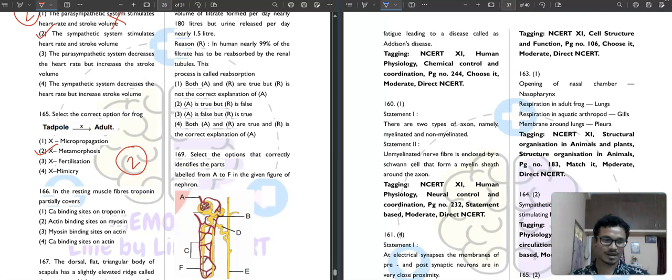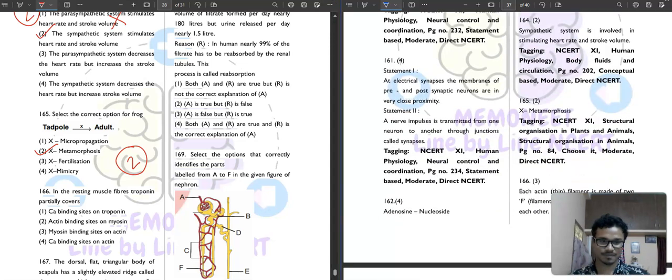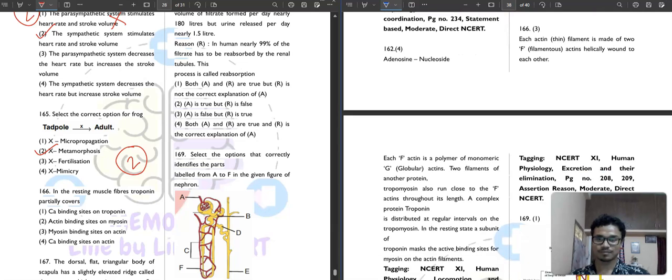Next, question number 166. It is saying that in resting muscle fibers, troponin partially covers calcium binding sites on troponin, actin binding sites on myosin, or myosin binding sites on actin. So the third option is the correct answer. In resting muscle fibers, troponin partially covers myosin binding sites on actin. Then question number 167.